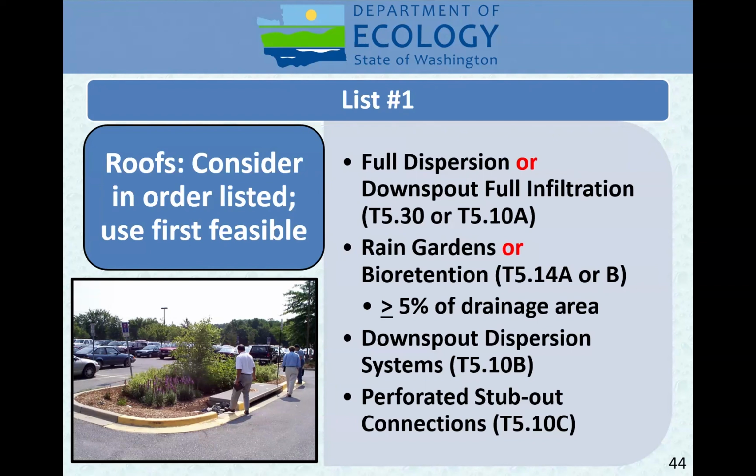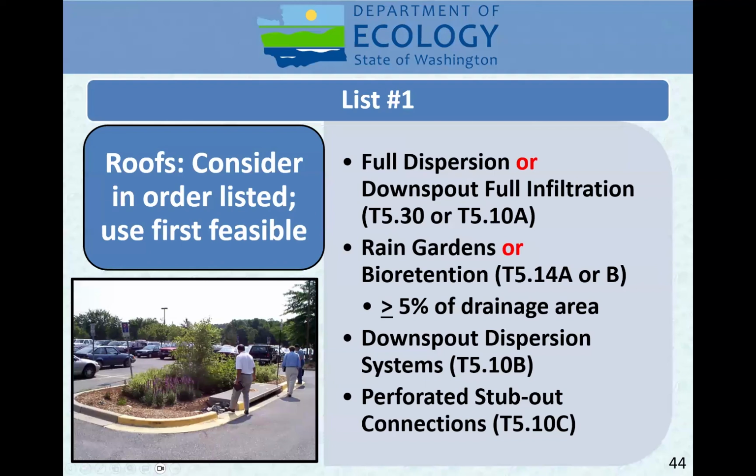If you can't do that, if it's infeasible to do rain gardens or bioretention, then you have to do downspout dispersion systems. You put a pad there for the water to hit and spread out, or you have perforated stub out connections from your stormwater system.